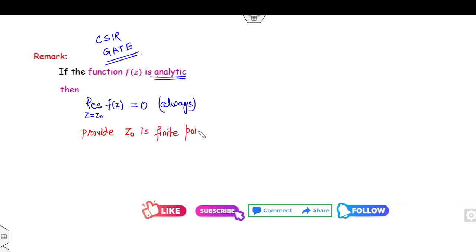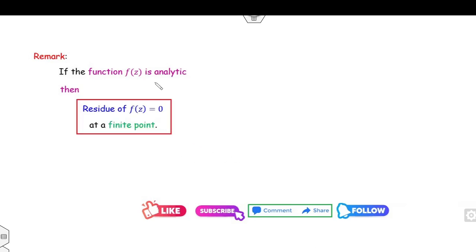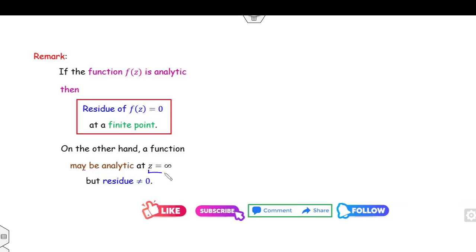Fine. A finite point means the value of z naught may be half, it may be minus 3, it may be pi over 2, or it may be anything, but z naught is not equal to infinity. So whenever z naught is finite, the residue will always be 0 whenever the function is analytic. On the other hand, the function may be analytic at infinity, but the residue is non-zero.